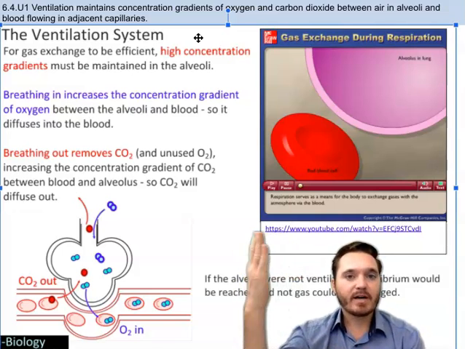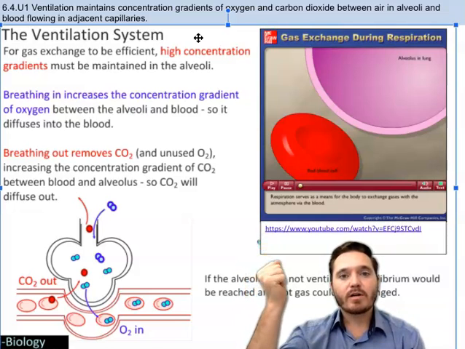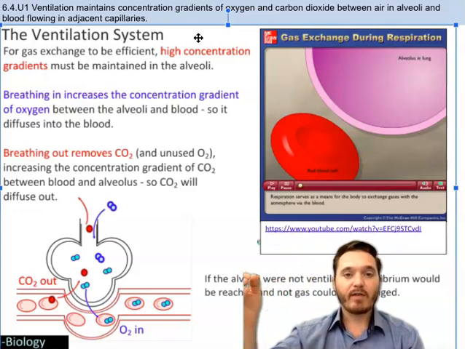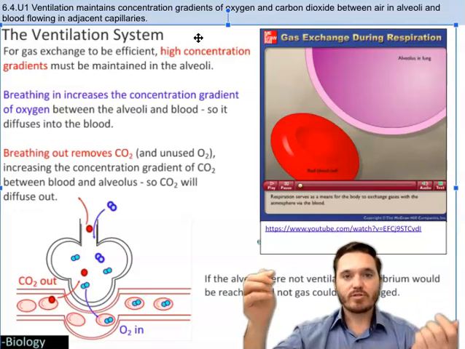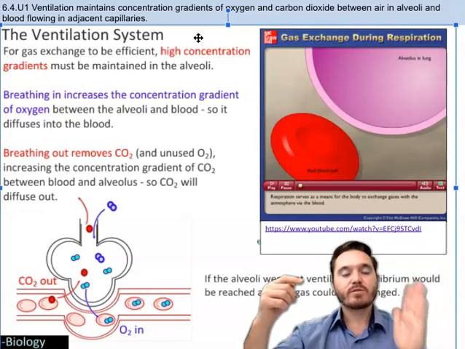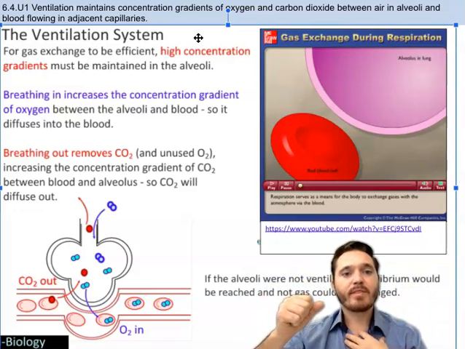So there would be a high concentration of oxygen in the alveoli and a low concentration of oxygen in the deoxygenated blood. There's a high concentration of CO2 in the deoxygenated blood and a low concentration of CO2 in the alveoli. Due to these concentration gradients, the CO2 is going to passively diffuse from the deoxygenated blood to the alveoli.